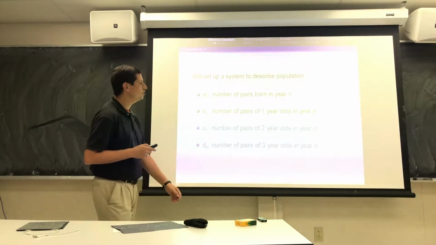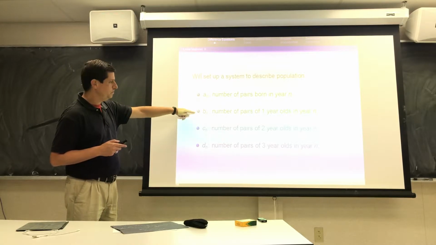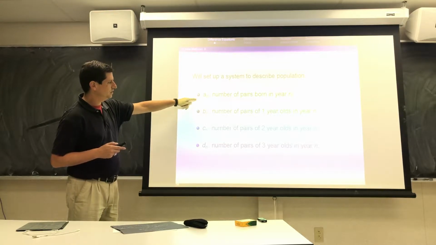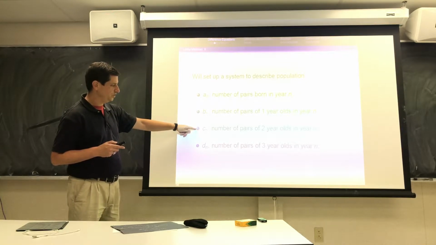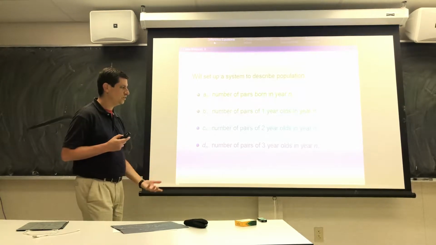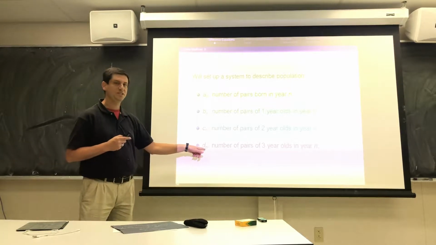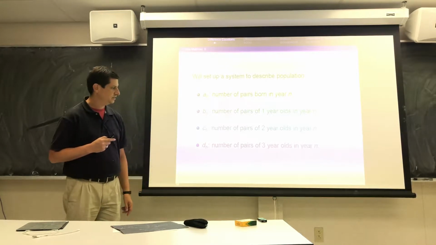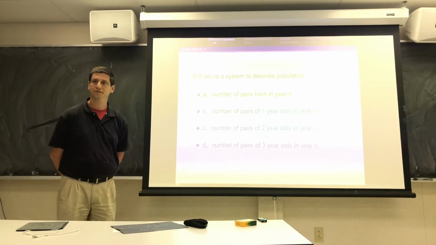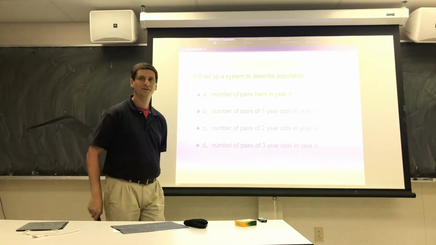Well, that means we can turn it into a recurrence relation. Let's let A_N be the number of wheels born in year N, B_N the number of wheels that are 1 year old, C_N the number of wheels that were 2 years old, and D_N the number of wheels that were 3 years old in year N. Can anybody tell me what D_(N+1) would be? How many wheels are 3 years old in year N plus 1? What would D_(N+1) be?